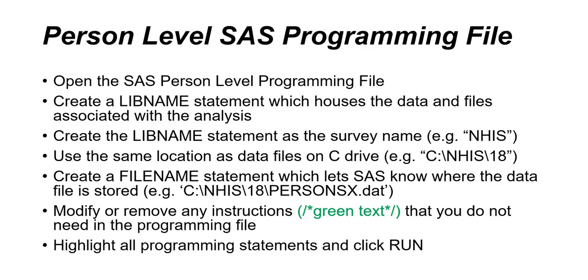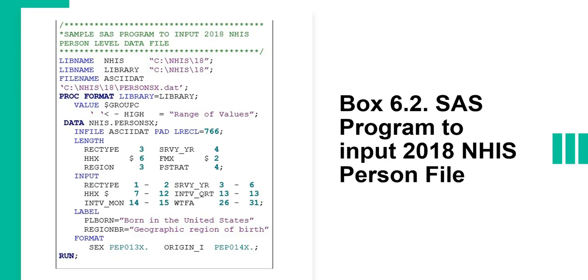Create a file name statement which lets SAS know where the data file is stored, and remove any instructions which are listed in the green text that you do not need in the programming file. You can also make your own notes so that when you look at these files in the future, you know what you changed and what you may want to do differently. Then you highlight all the programming statements and click Run. You'll do that for the person level SAS programming file, and it will look something like this.